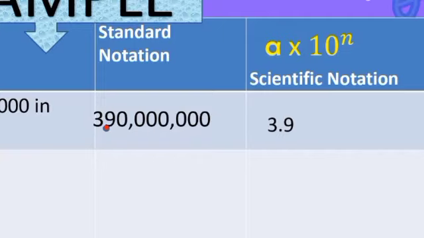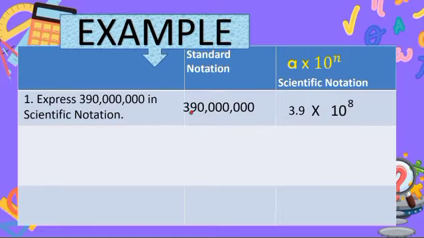So, ibig sabihin, from our significant digit, 3.9, multiply it by 10 raised to the number of decimals moved, yung decimals na minumove, which is 8. So, that is how you express it.